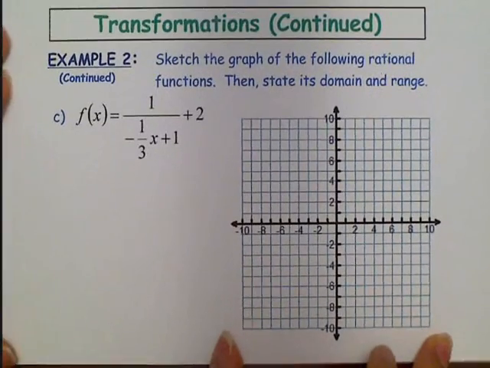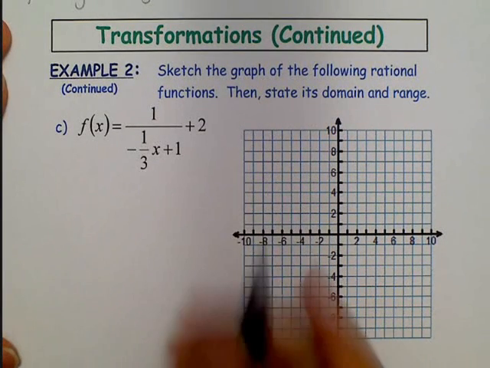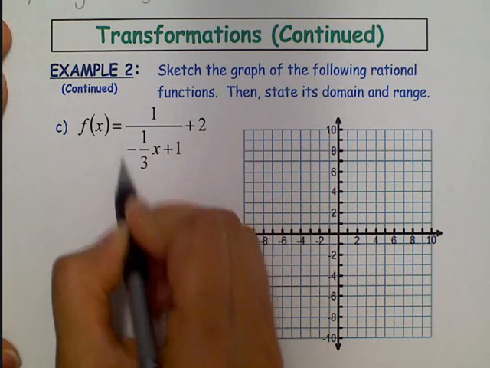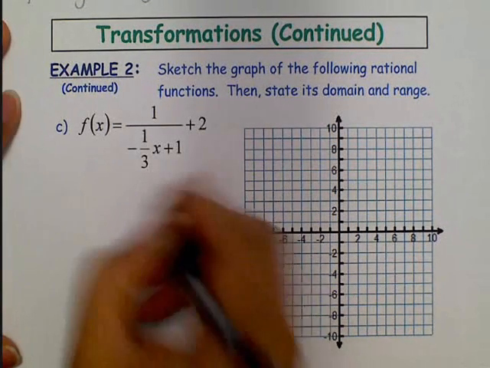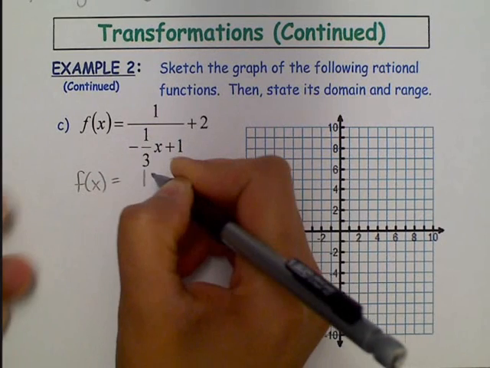Okay, for our last example, this one's going to be a little bit different. In this case, again, we're sketching the graph, and then we're going to state the domain and range. But you'll notice that in the denominator, we have more transformations. What you'll also notice in the denominator is that it's not actually written in factored form.